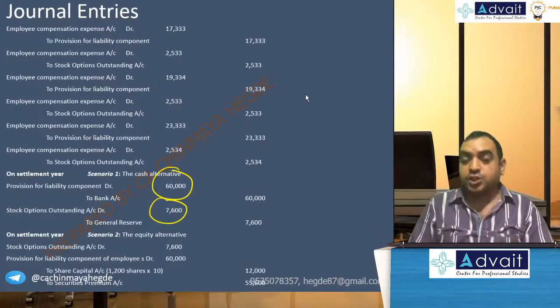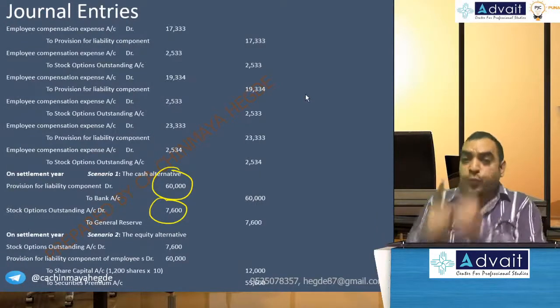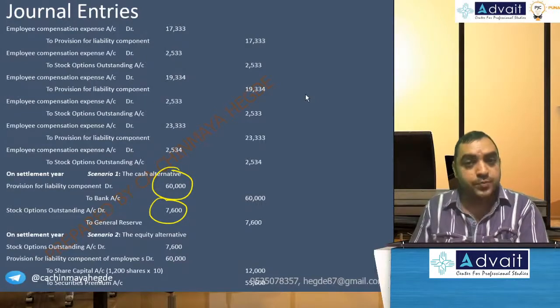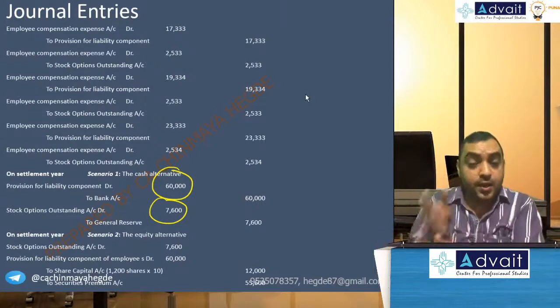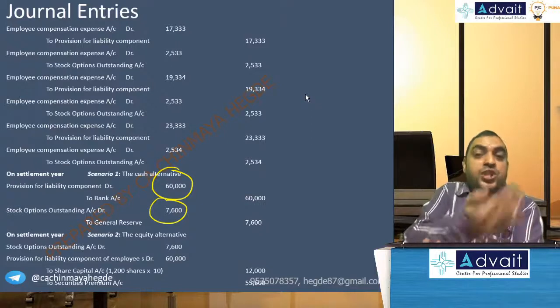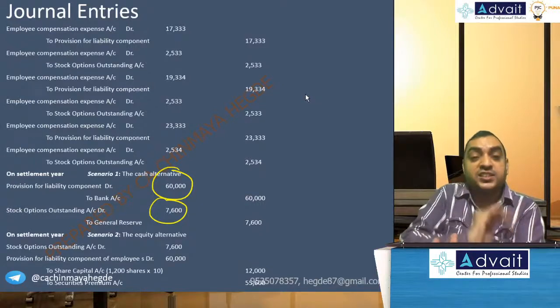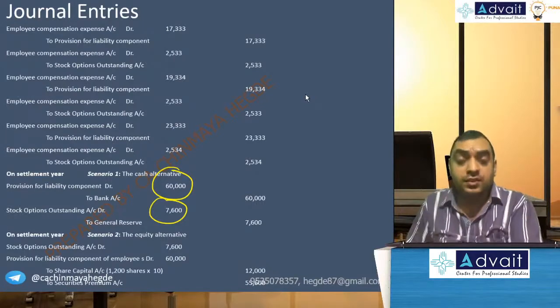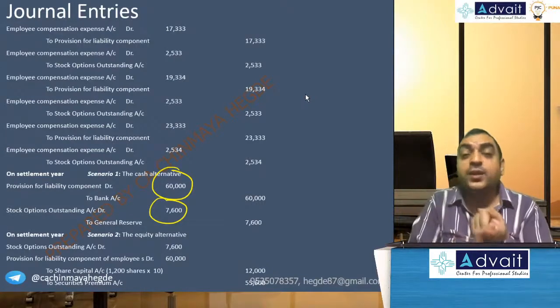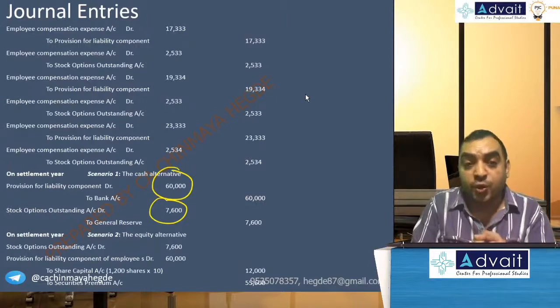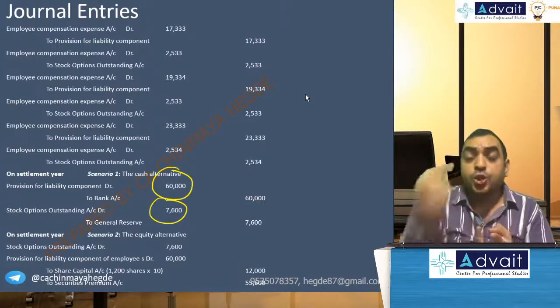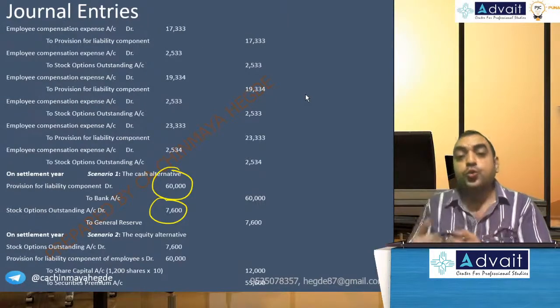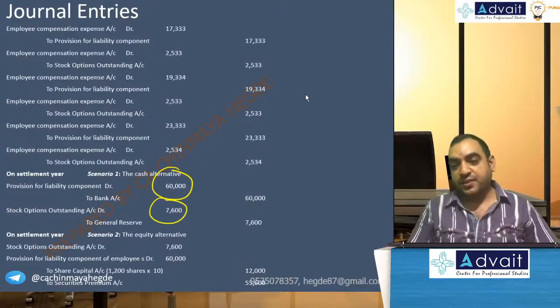In convertible debentures or in share-based payments, when settlement happens in cash, the liability component is paid, and the equity component will be transferred to general reserve, other reserves, free reserves, other equity. And if settlement happens in equity, then liability account debit, equity component account debit, to share capital to the extent of shares issued, and to securities premium the balancing figure.